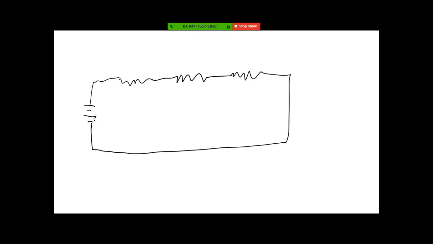Okay? They told you R1 was 7.00 ohms. R2, this time they told you, was 9.00 ohms. And R3 over here is a bigger resistor that's 21.0 ohms. Okay? Now, it says find the total resistance of the circuit.